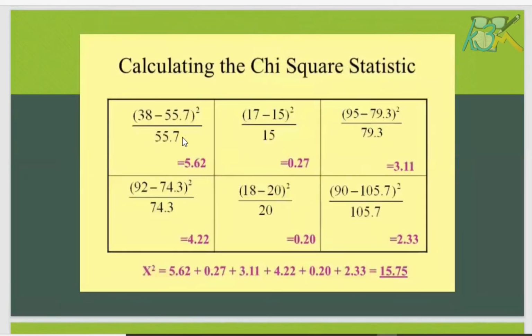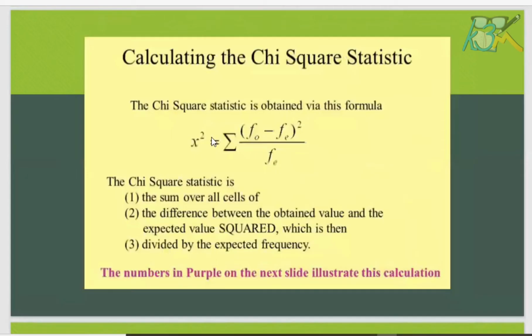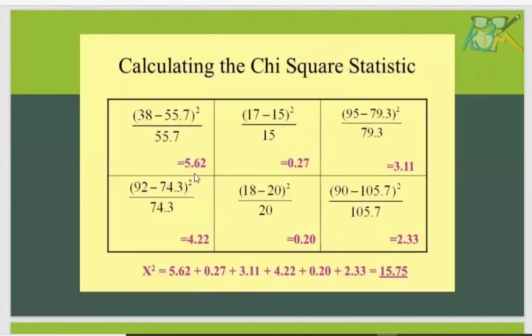So here it is, each cell, for every cell. And then this is the total. So you get the result since in the formula we have the summation sign, so we add all of these. Okay? So this is the chi-square, we have 15.75. Okay? That is our calculated statistic.